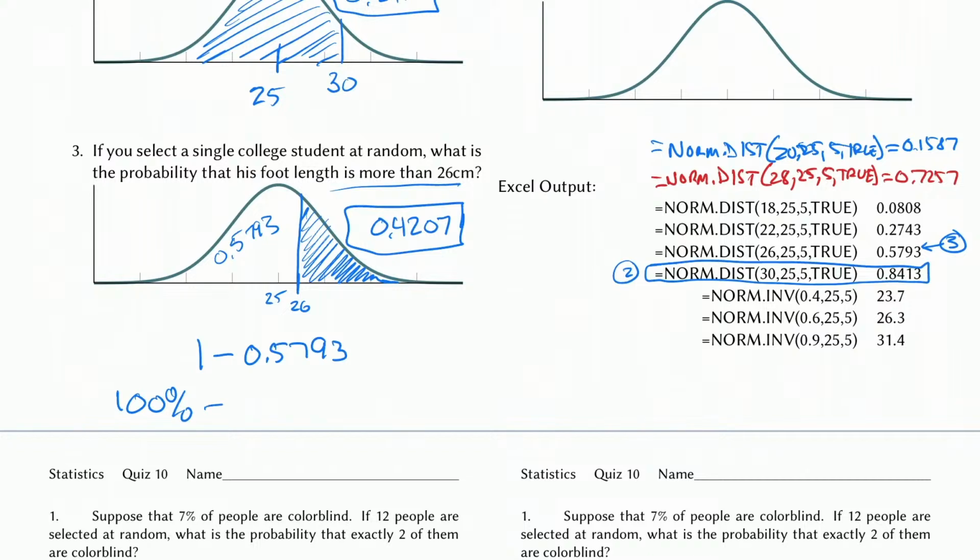You'd have 100% minus 57.93%, which equals 42.07%. So either way, if you prefer thinking in percentages, that's fine too. So 0.4207. Anything else? Other issues with this? Okay, we're moving on. We're doing good.